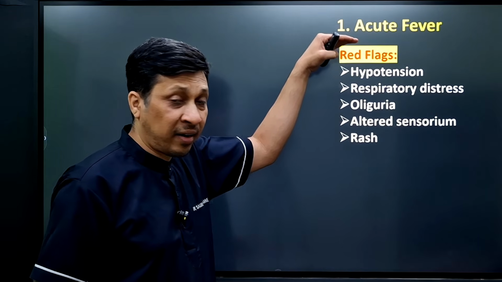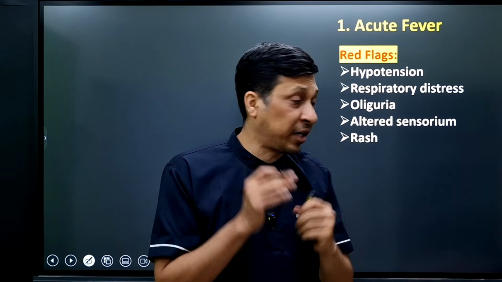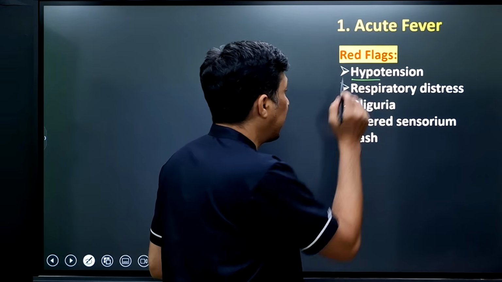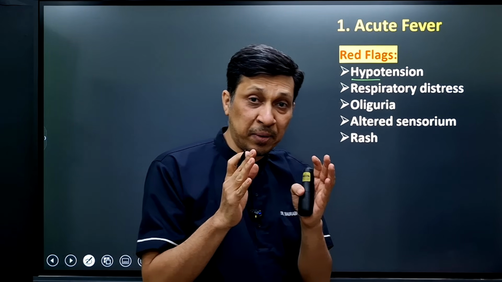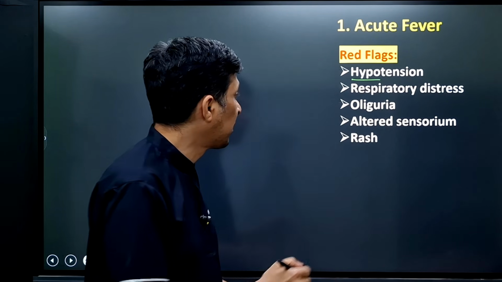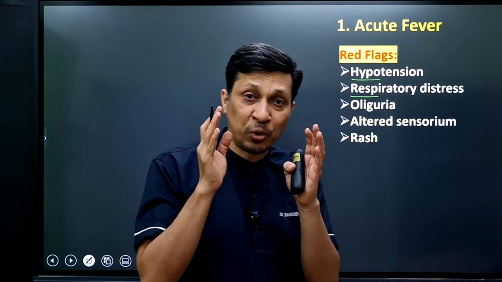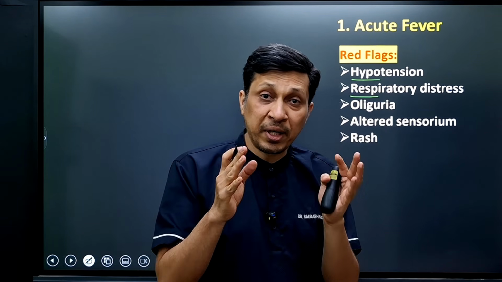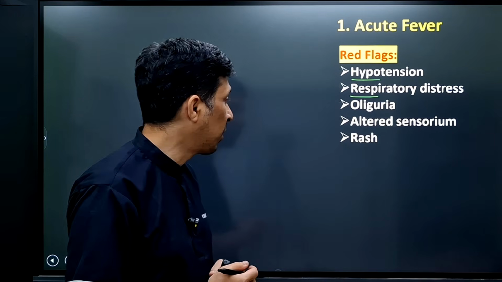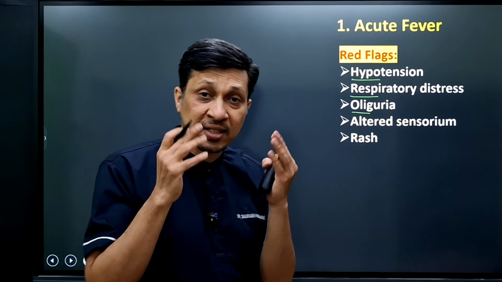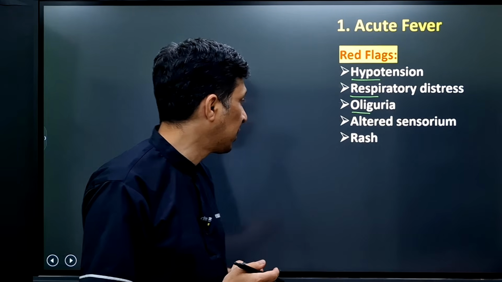Now, what are the red flag signs in case of acute fever? The first is hypotension. It indicates that the patient may be in septic shock. Second is respiratory distress. It may be due to pneumonia or due to developing acidosis. Third is oliguria. It again indicates shock and reduced perfusion.